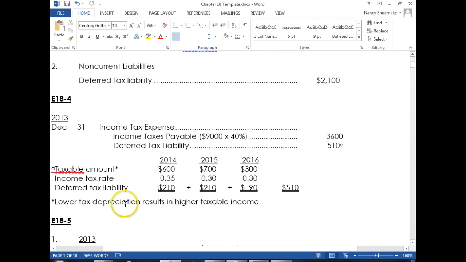Okay? Lower tax depreciation results in higher taxable income. We took more tax depreciation in 2013. As a result of taking more of it this year, what are we going to be doing in future years? We're going to be taking more income, less depreciation. Therefore, we have to defer it to those years in which our income's going to be higher because we didn't take the depreciation. We're taking less depreciation now. So we're going to have an income tax expense now of 4,110, aren't we? The 3,600 plus the 510.